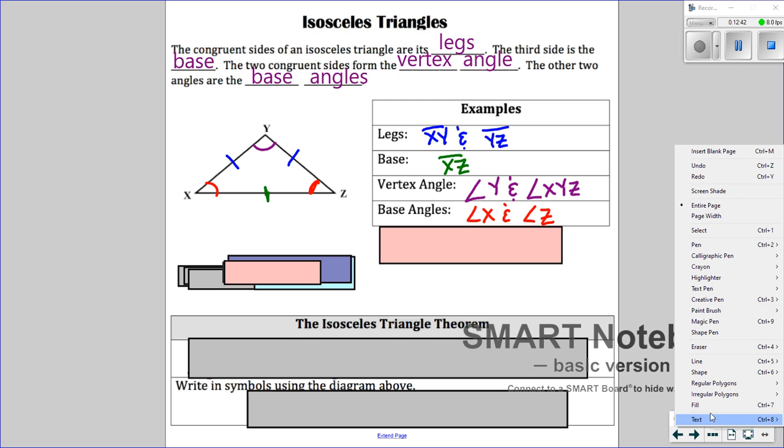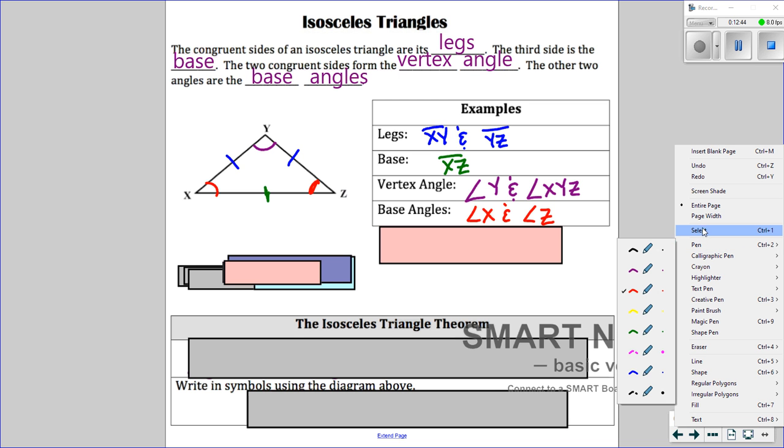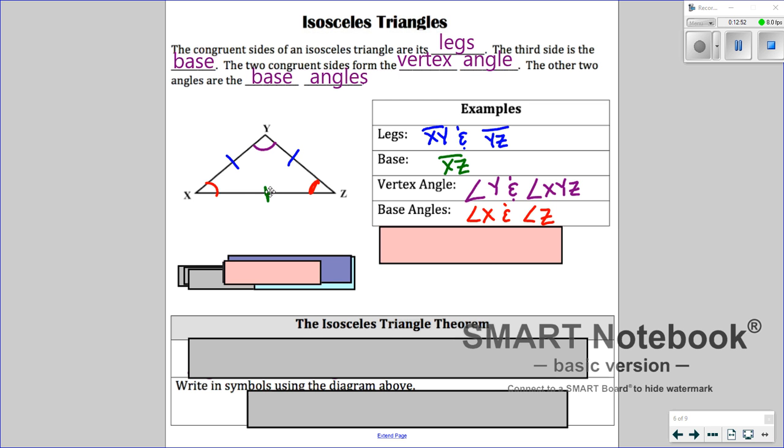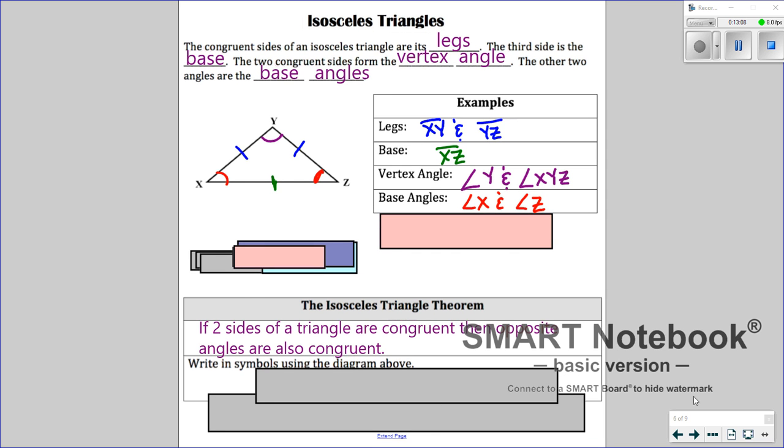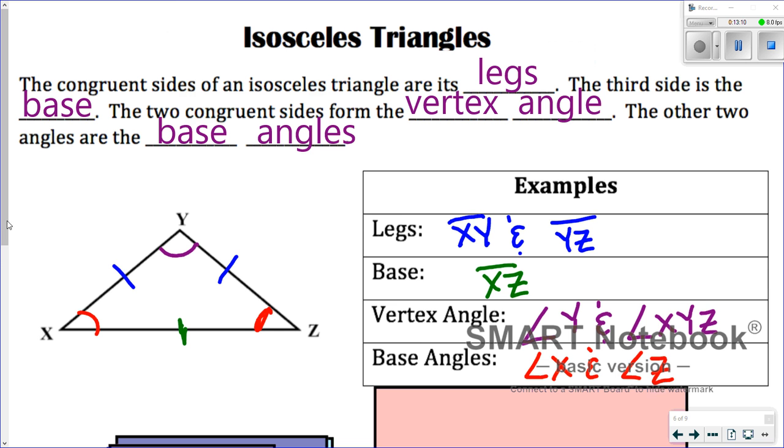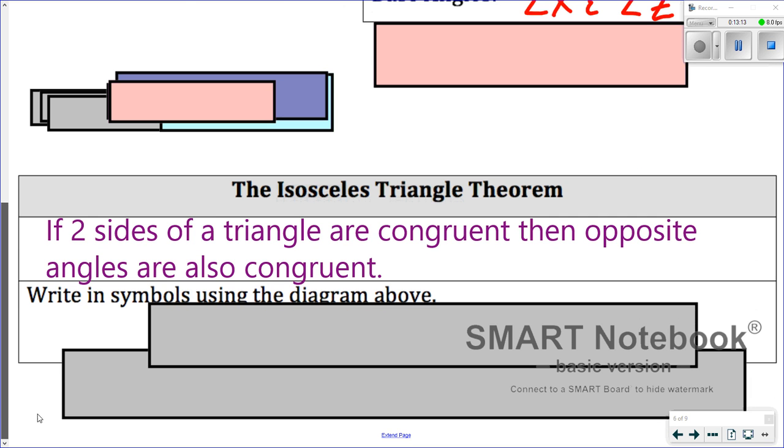So you have all the parts of an isosceles triangle: the congruent legs, the base itself, and the vertex. With that, we're going to talk about the isosceles triangle theorem. It states, let me expand that, and I'm going to scroll down so it can be bigger. It states that if two sides of a triangle are congruent, then the opposite angles are also congruent.